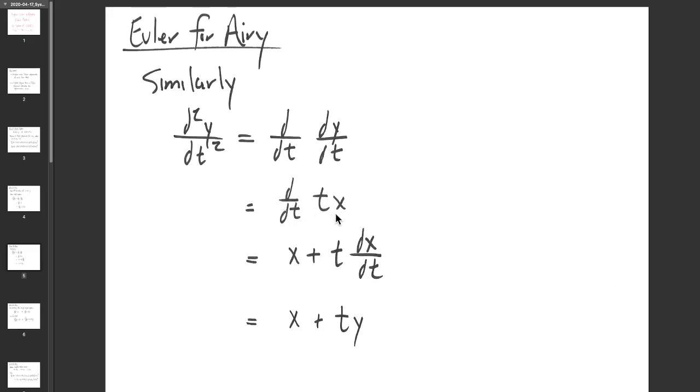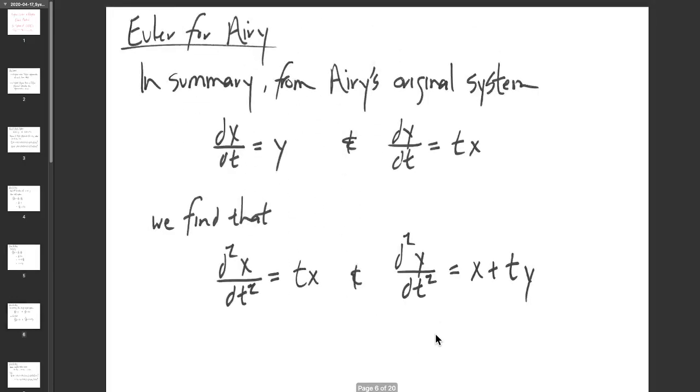So the derivative of t times x with respect to t is the derivative of t, which is 1, times x, plus t times the derivative of x. And then from the ODE, we know that the derivative of x is y again. So we get the second derivative of y with respect to t is x plus ty. So in summary, from the original system, we're able to derive the second derivatives of the unknown solutions x and y in this way, and there you see them.